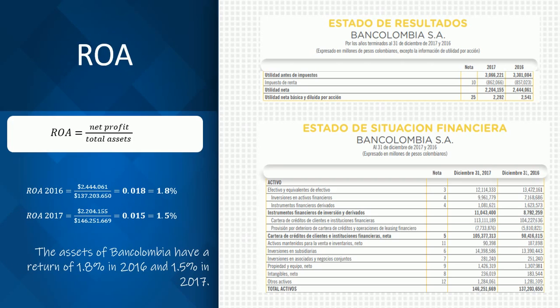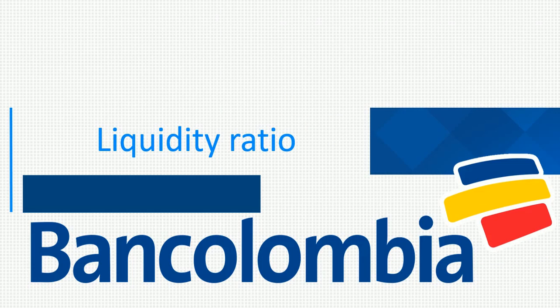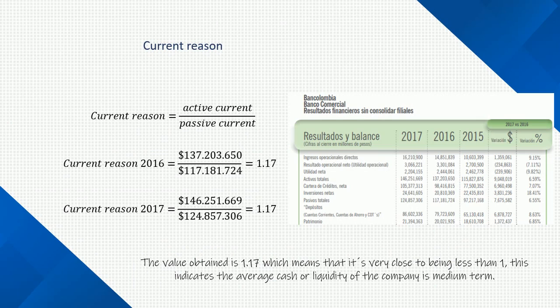The assets of Bancolombia have a return of 1.8% in 2016 and 1.5% in 2017. The capital of Bancolombia has a return of 12% in 2016 and 10% in 2017. The liquidity ratio. In the current ratio, the value obtained is 1.17, which means that it's very close to being less than 1. This indicates the average cash or liquidity of the company is medium term.